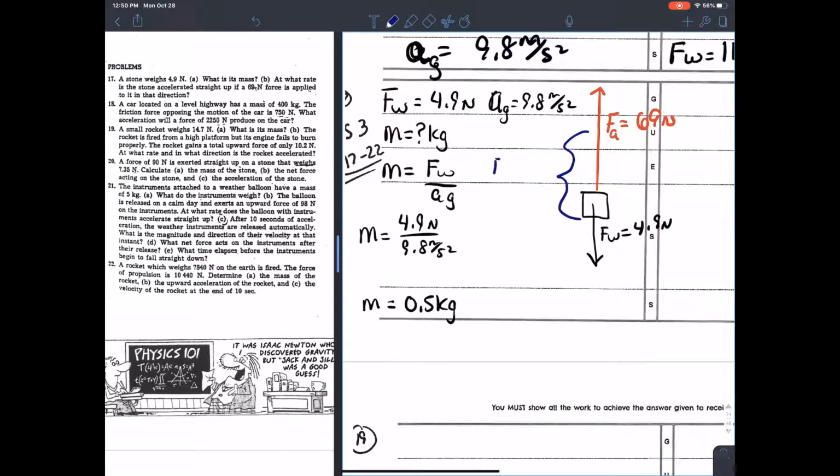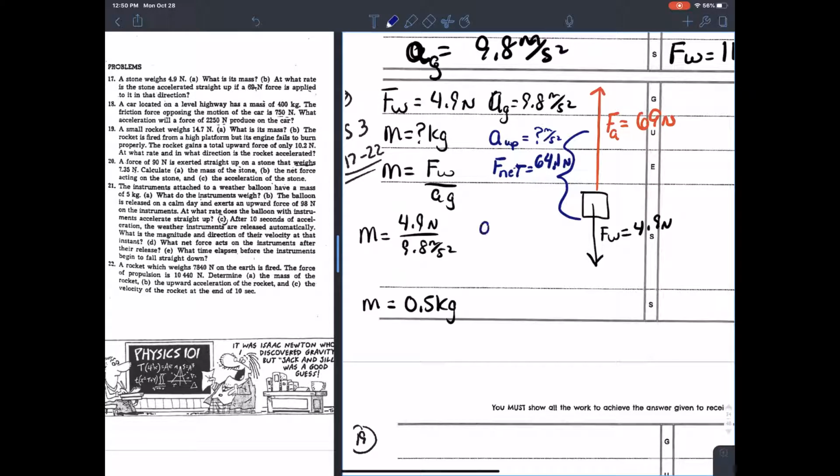So we subtract those two values and it should be 64.1. So I'm going to put net force equals 64.1 newtons. All right, so that's the net force. That is what is going to cause the object to accelerate upwards. I'm just trying to find the acceleration upwards, so I'm going to put A up, acceleration upwards, meters per second squared.